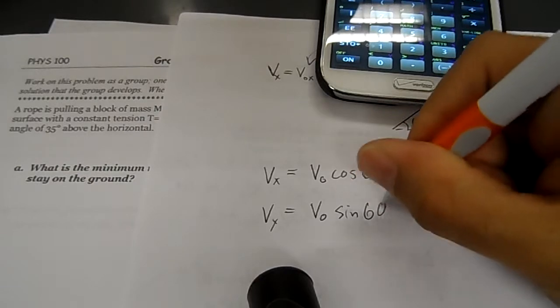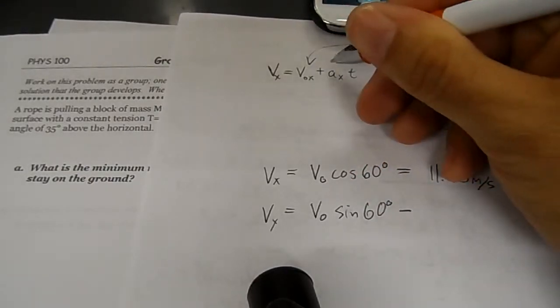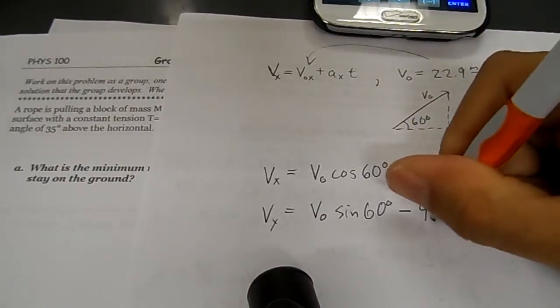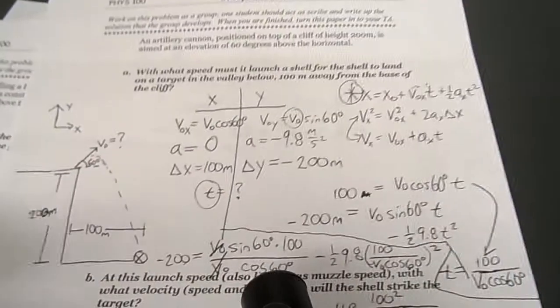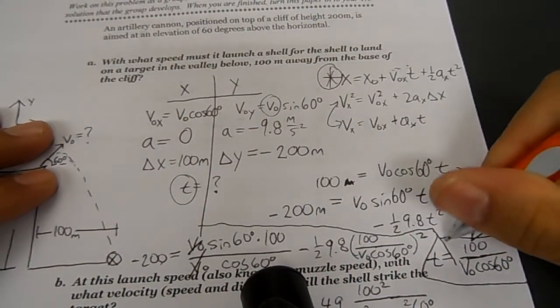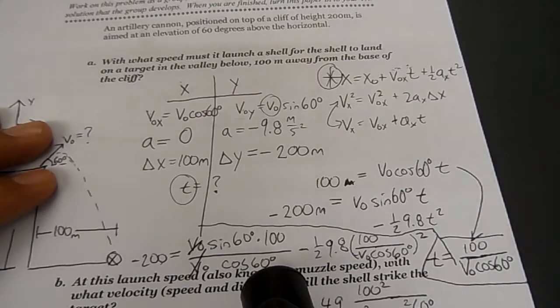In the y direction, I have to be mindful of the fact that there's an acceleration, so v0 sine 60 degrees minus, I use a minus because acceleration is negative 9.8, so minus 9.8 times time. Now, I didn't actually calculate the time before, but if I go back here, I see that time, using this expression right here, is 100 divided by v0 cosine 60.